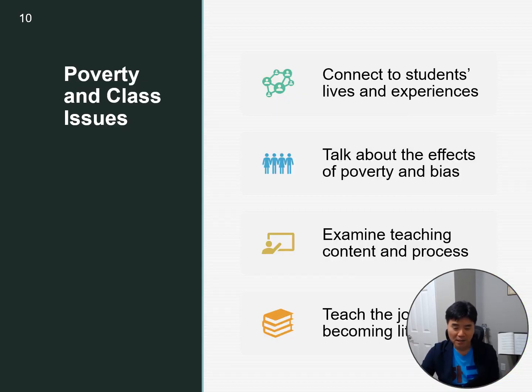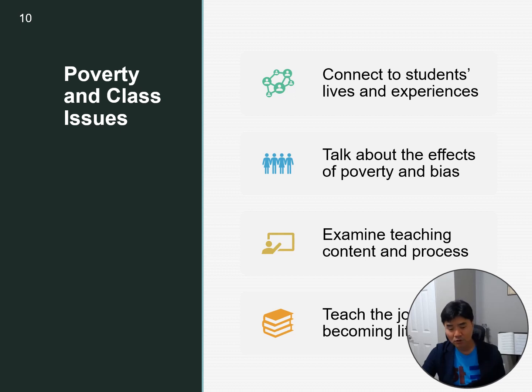And my camera is covering the statement here, though. Connect to students' lives and experiences. Make connections to the actual lives and experiences of students. Talk about the effects of poverty and inherent bias. And examine teaching content and process. Examine both the content and process of teaching for indicators of bias.